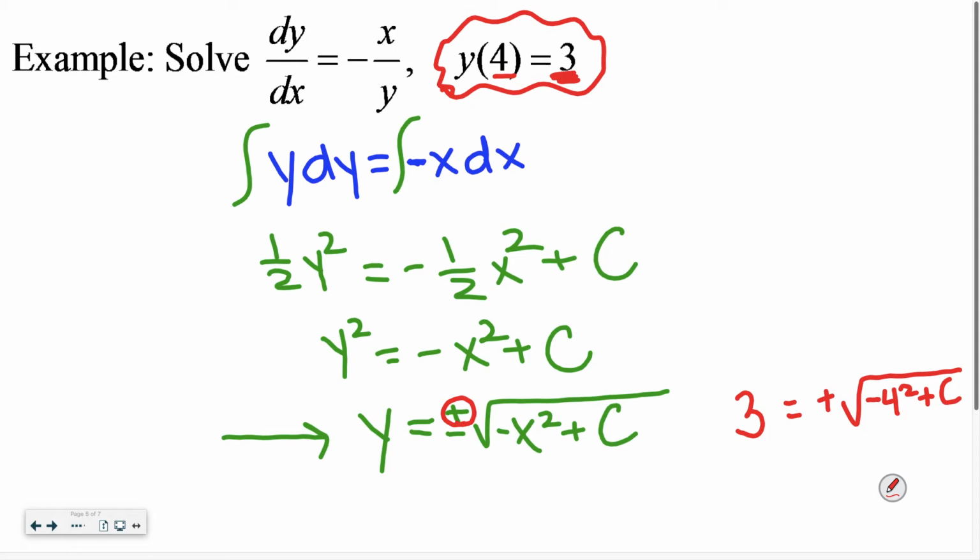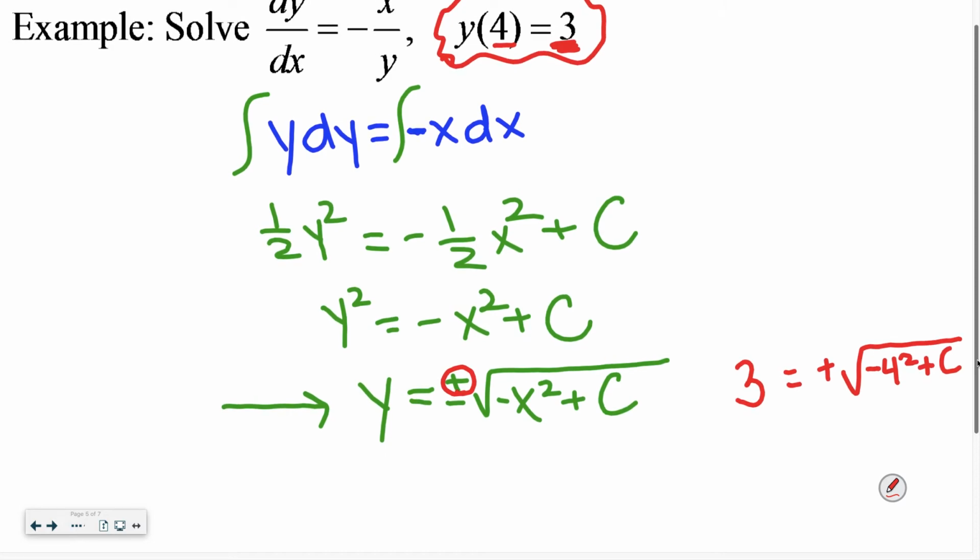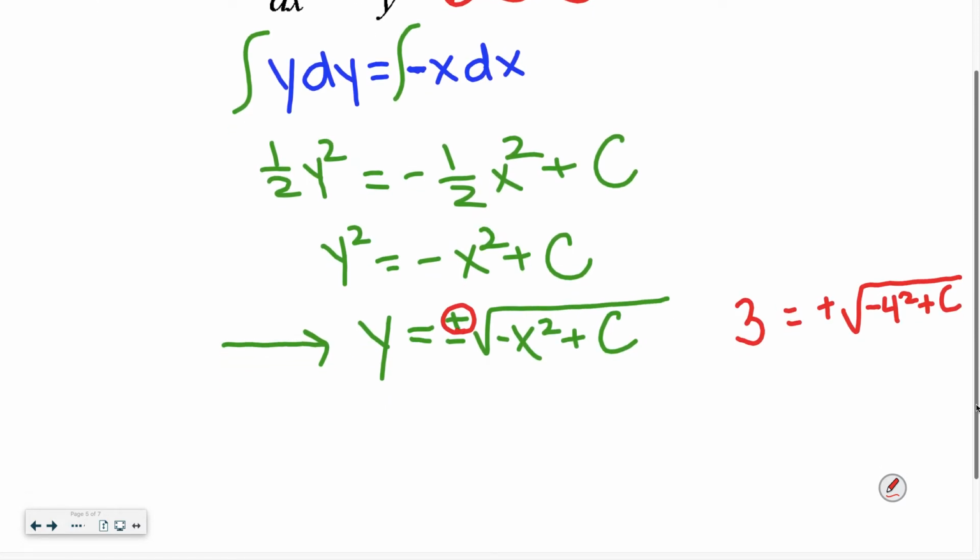X is 4, y is 3. So I plugged 4 in for x and 3 in for y, and we're keeping it positive since our y value is positive. So we would have to square both sides to get 9 equals negative 16 plus c. So our c value is 25.